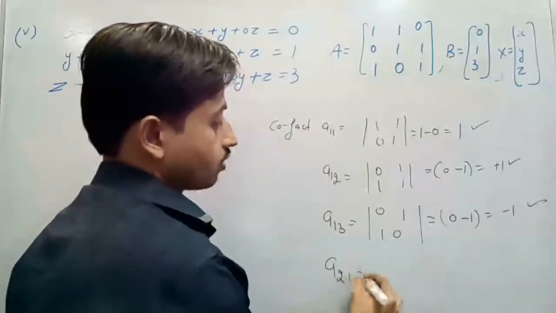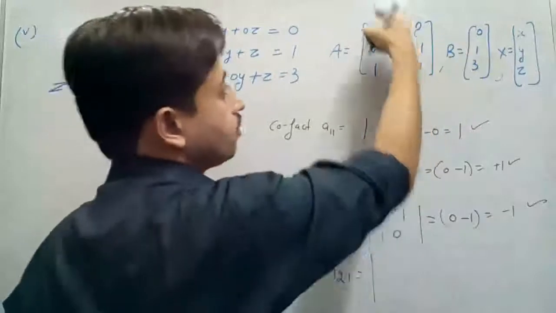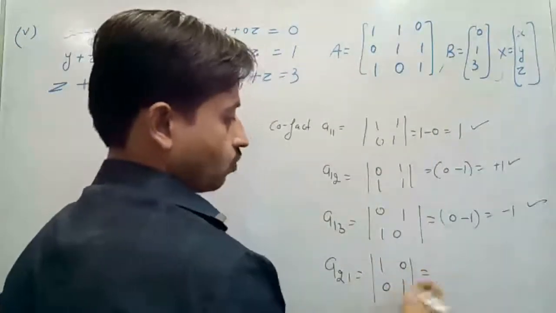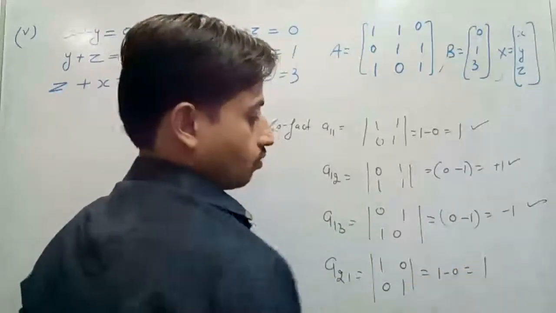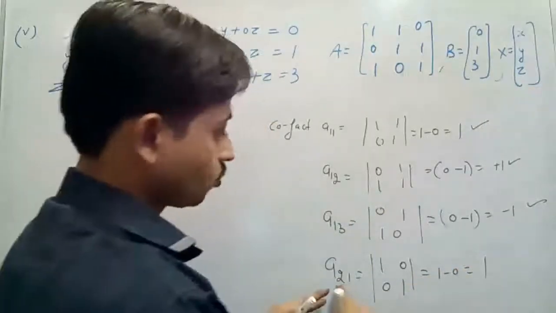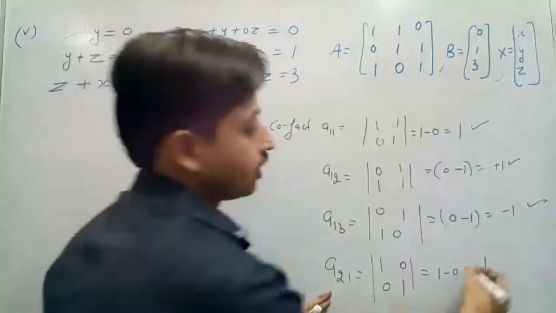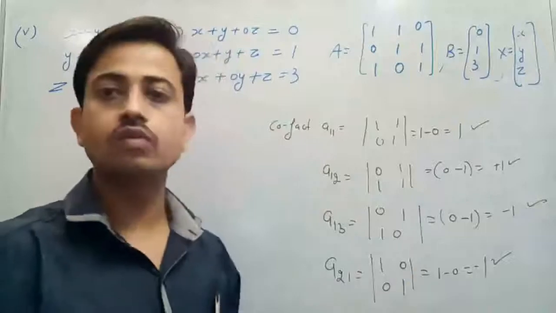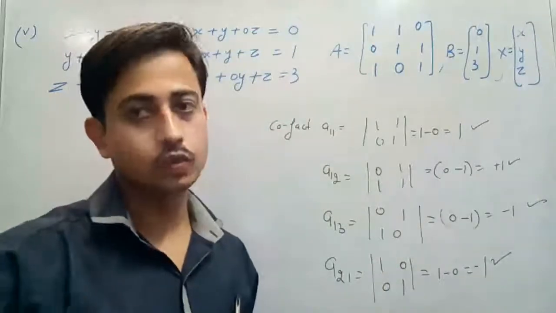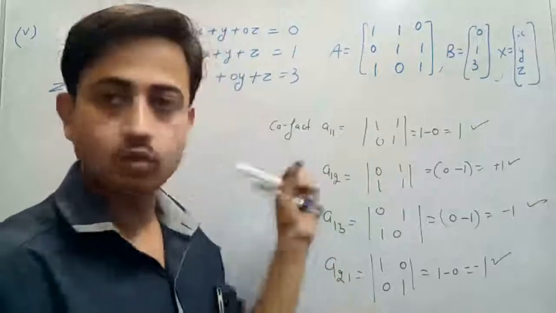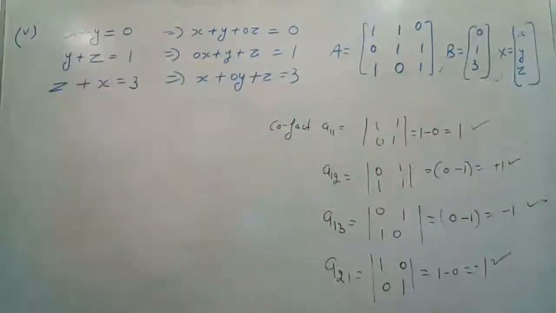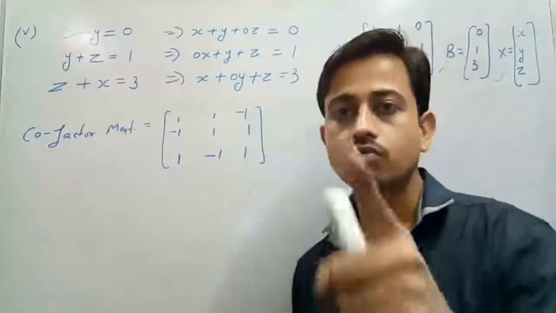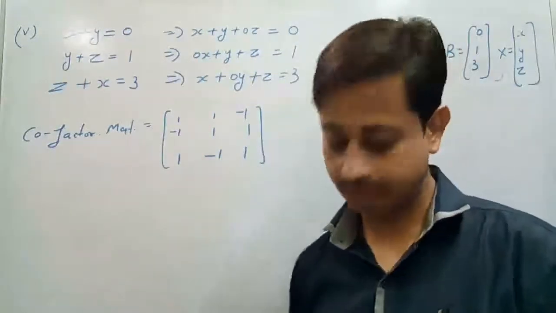Similarly, A21 is what? Cut the second row and first column. We get 1, 0, 0, 1. Solve 1 into 1, 1 minus 0. We get 1. So 2 plus 1, 3. Odd, so we have to change the sign. In a similar manner, calculate all the cofactors. Do it yourself. I am going to write all the cofactors. So you get these cofactors. Do it yourself and verify all these cofactors.